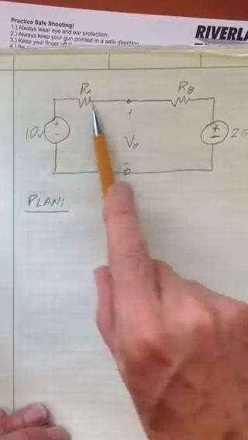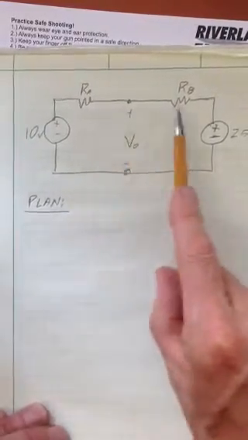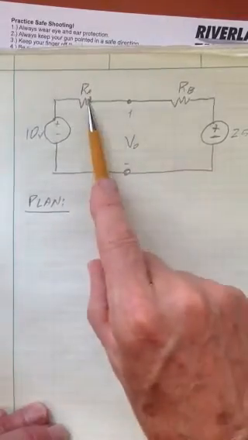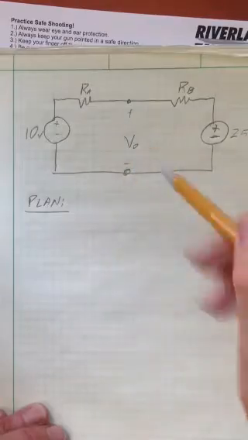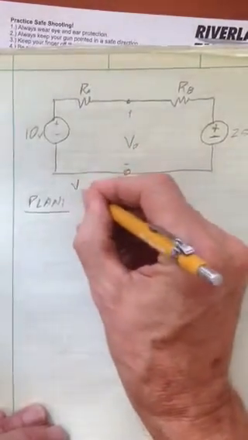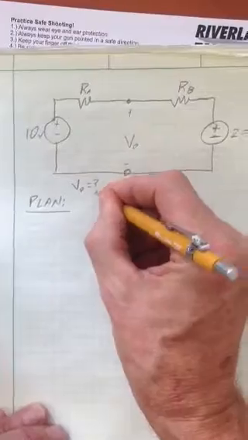Now everybody's got different RA and RB, so everybody will have unique answers. I'll just work it symbolically using RA and RB. We have 10 volts here, 25 volts there, and we ask for V out. We're asked for what is the value of V out.